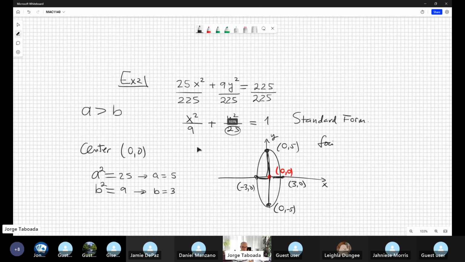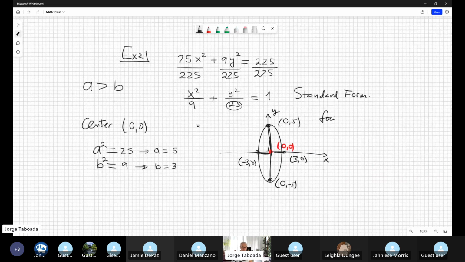But the formula is a squared equals b squared plus c squared. So I want to find c squared equals a squared minus b squared. a squared is 25. b squared is 9. Subtraction, 16. And c alone is the square root of 16. Get 4. Now the focus is located.